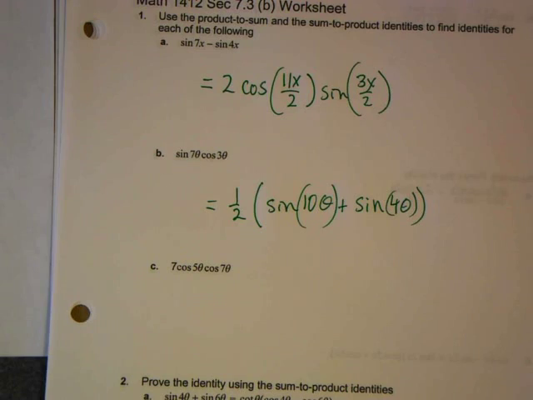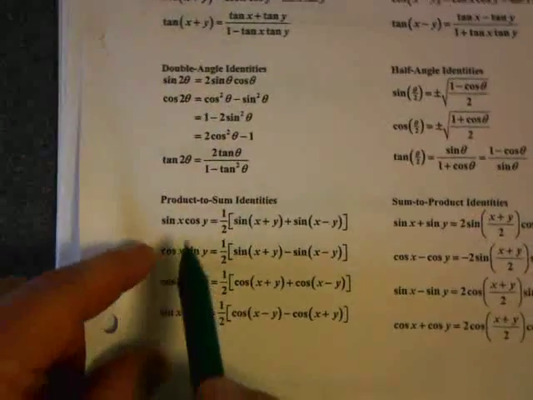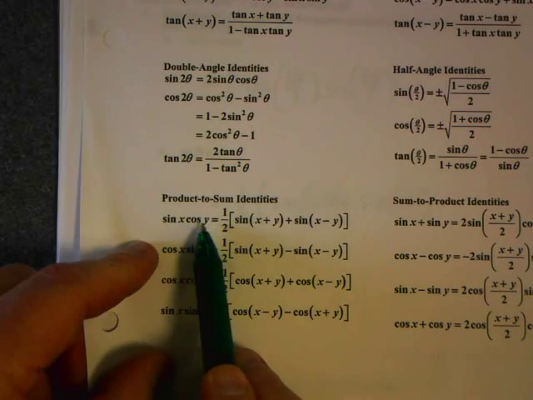Subtracting. The first one, that was because 7 and 4 is 11, and the next one is because 7 minus 4 is 3, and just adding and subtracting. Correct. The formula tells me wherever my x and my y are.